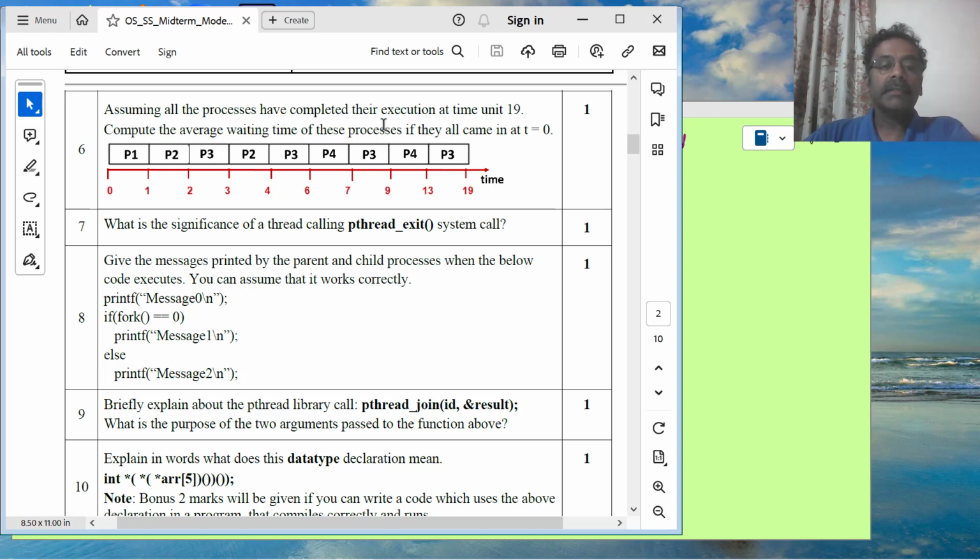Assuming all the processes have completed their execution at time unit 19. That means whatever is shown here, they all completed their execution. There is nothing else for it to execute beyond this particular time. Now compute the average waiting time of these processes if they all came in at time t equal to 0. That means all of them entered the system at t equal to 0. So now what is the average waiting time?